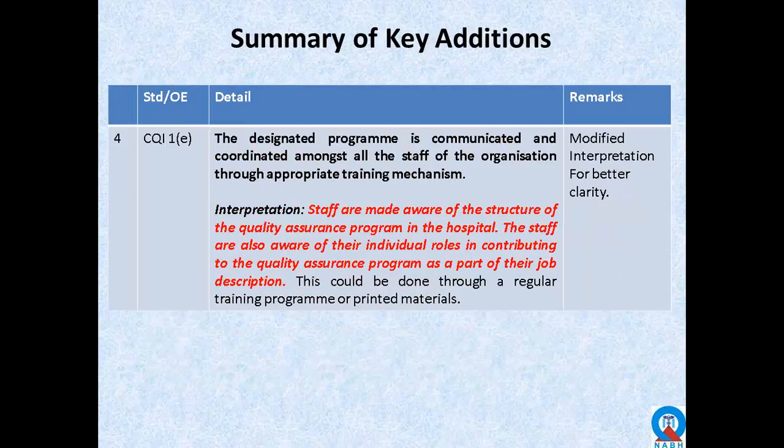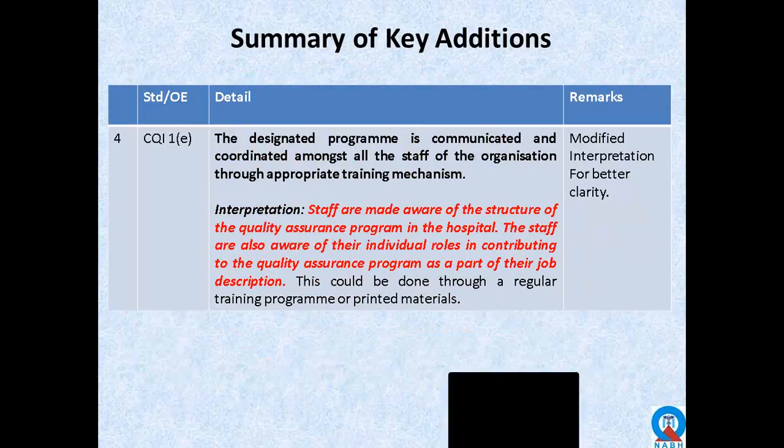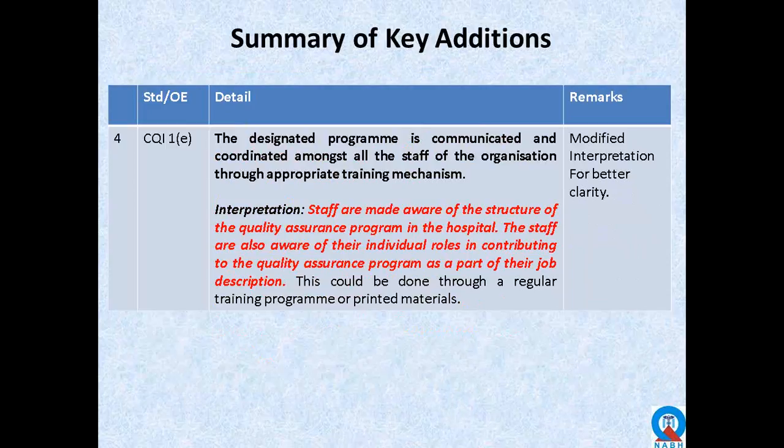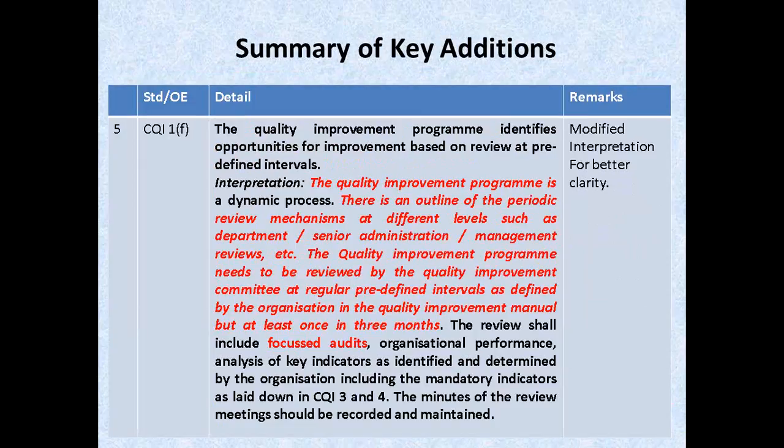The designated program is communicated and coordinated amongst all staff of the organization through appropriate training mechanisms. Staff are made aware of the structure of the quality assurance program in the hospital. Staff are also aware of their individual roles in contributing to the quality assurance program as a part of their job description. So this has been modified for better interpretation.